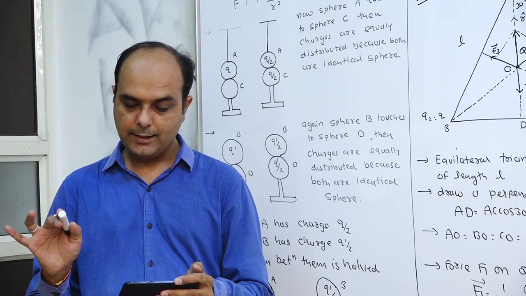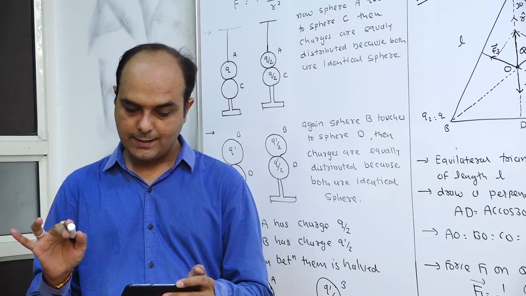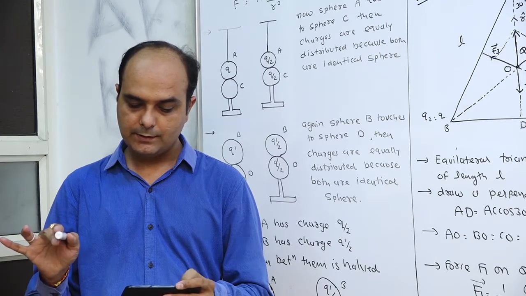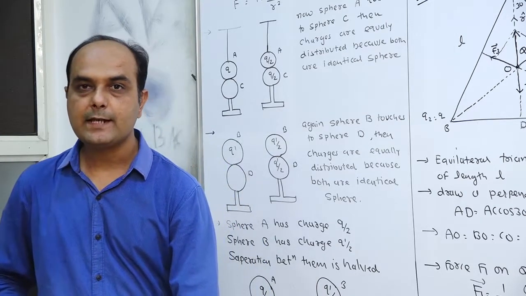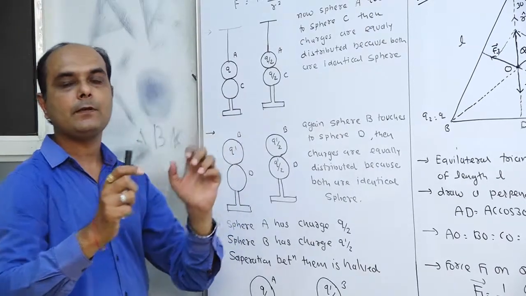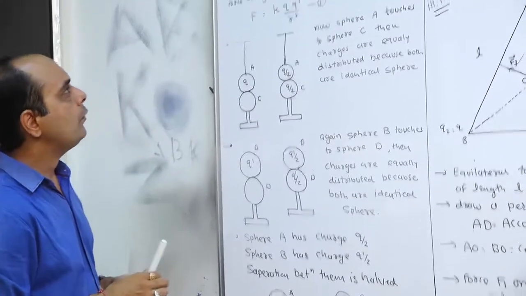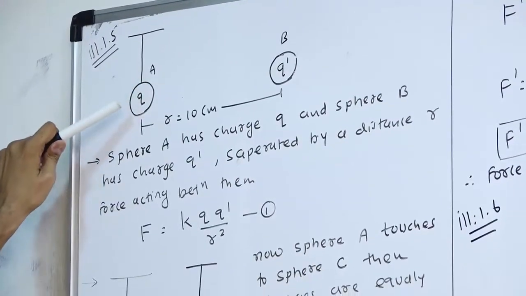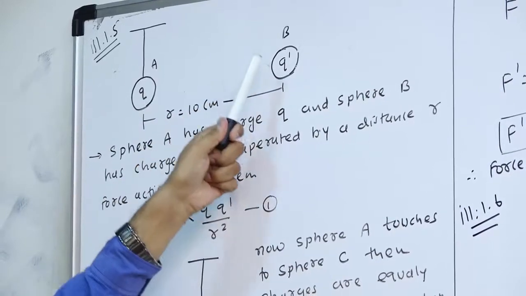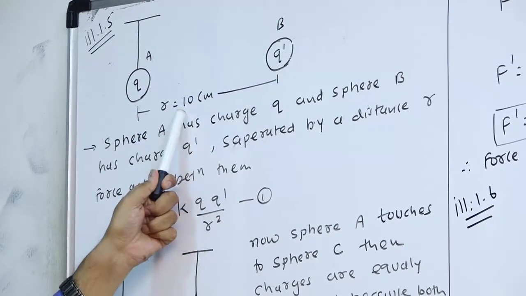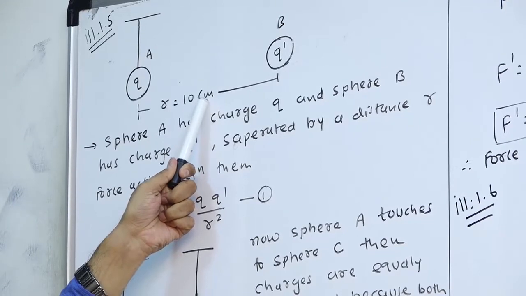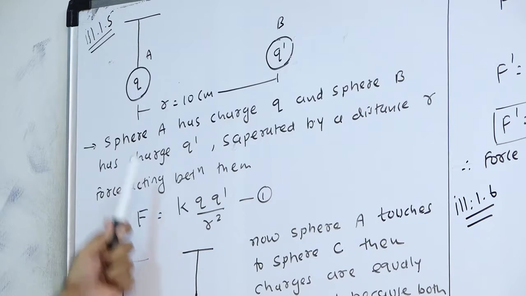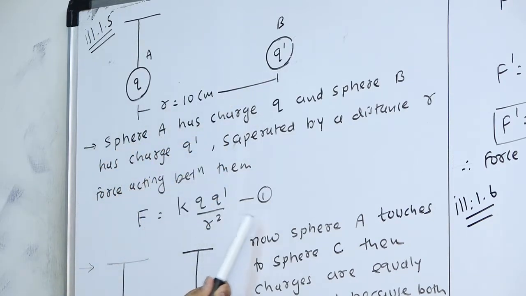Spheres A and C and spheres B and D have an identical size. Ignore the size of A and B in comparison to the separation between their centers. Okay, so this example is related to charging by physical contact. Observe sphere A, suspended by the nylon thread. Sphere A has a charge Q. Sphere B has a charge Q dash. Separation between them is 10 cm. According to Coulomb's law, the force acting between them is F = K Q Q dash / R square. Equation number 1.